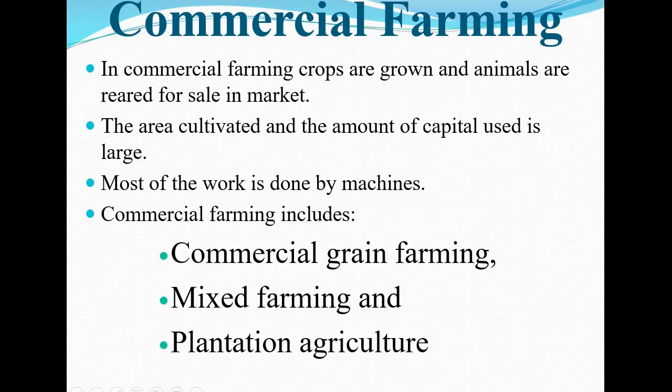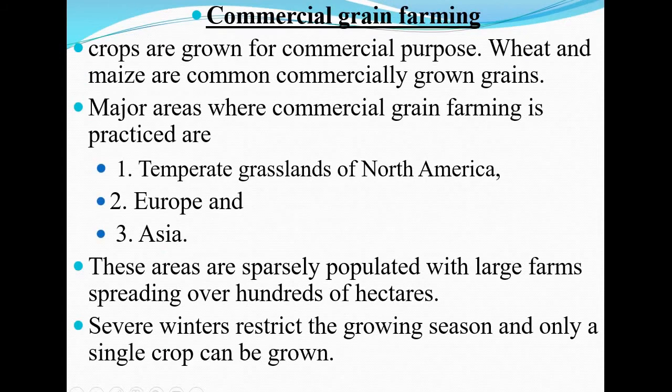Commercial farming. In commercial farming, crops are grown and animals are reared for sale in the market. The area cultivated and the amount of capital used is large. Here, capital means money, investment. Most of the work is done by machines. Commercial farming includes commercial grain farming, mixed farming, and plantation agriculture. In commercial grain farming, crops are grown for commercial purposes, meaning to sell in the market. Wheat and maize are common commercially grown grains.